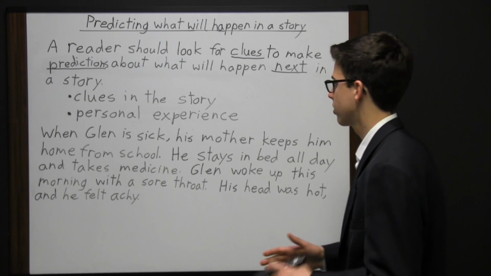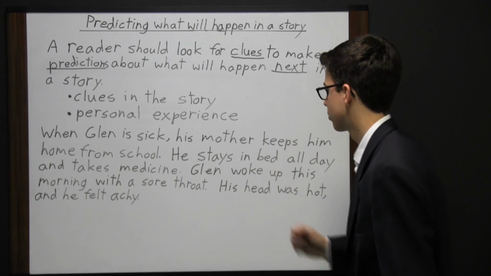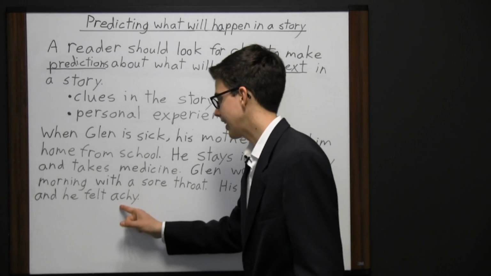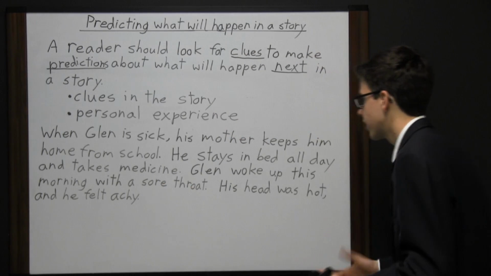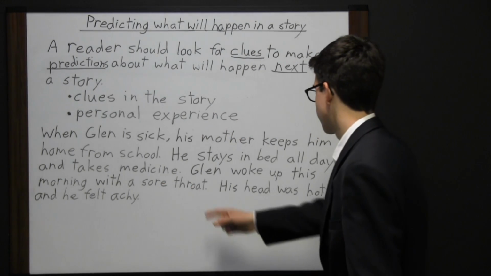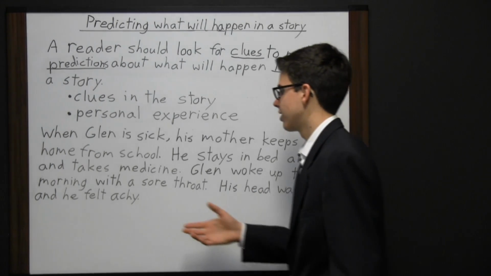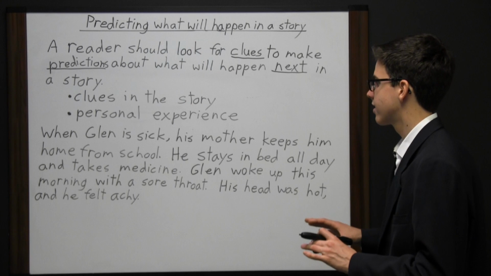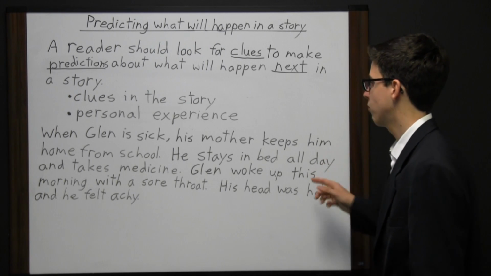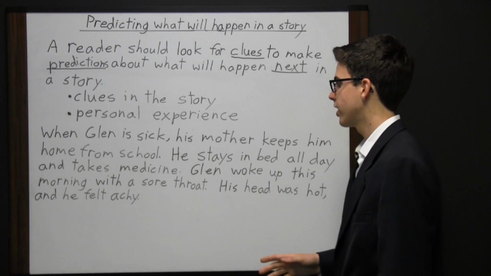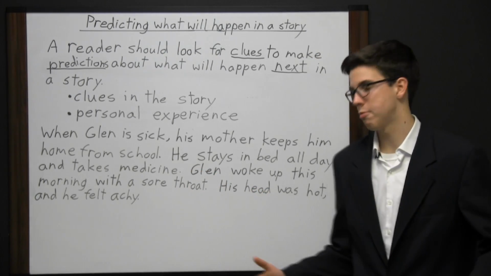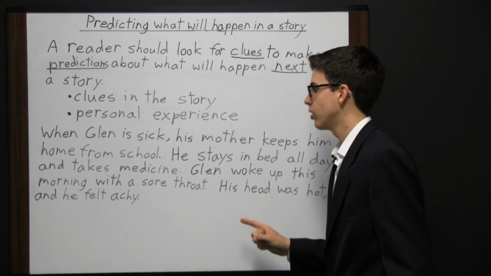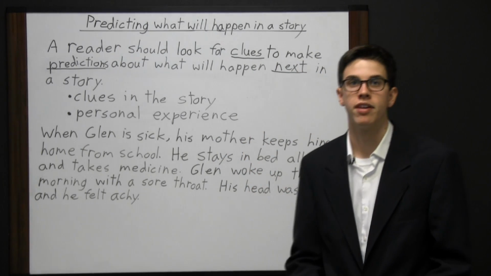So what usually happens when Glenn is sick? His mother keeps him home from school. Well, Glenn woke up this morning with a sore throat, and his head was hot, and he felt achy. We can conclude then that he's sick, because when you're sick, you know that a lot of times you have a sore throat, you feel hot, and your body kind of aches. And so from this, we can predict that his mother's going to keep him home from school, and he's going to have to stay in bed all day and take medicine. Now, we don't actually know what happens next, because the story stops right here. But yet, from clues in the story, we can predict what will happen next.